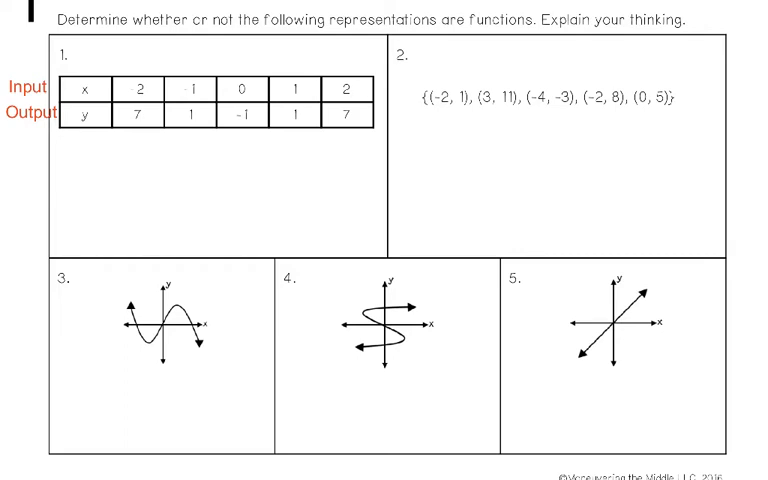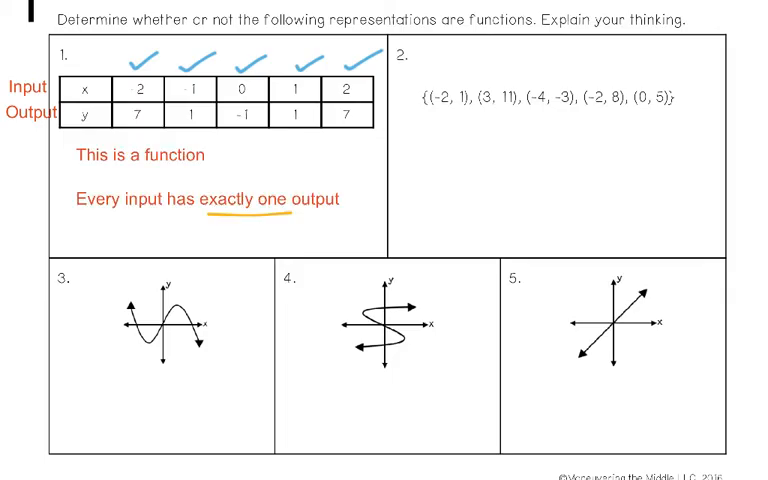In this table, you have five different inputs. Each one has their own output. We're good. So this is a function because every input has exactly one output. A lot of people make the mistake of thinking this is not a function because of these two points here. Both of these points go to a 7. Here's how I can show you that this is actually a function.